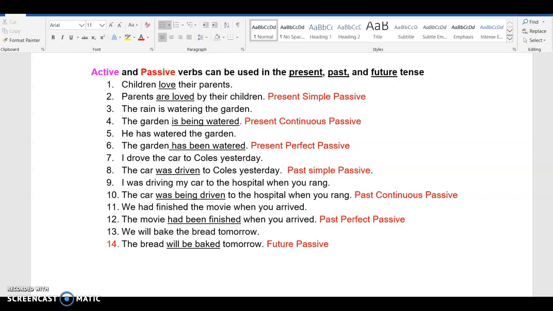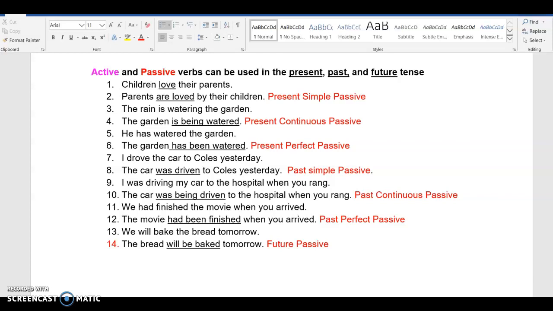Number 6. The garden has been watered. The verb is has been watered. The subject is the garden. Who has been doing the watering? The garden? No, something else has been doing the verb. So the subject in this sentence is not doing the verb. So this is a passive verb or a passive sentence. But the verb has been watered. We call it a present perfect passive.